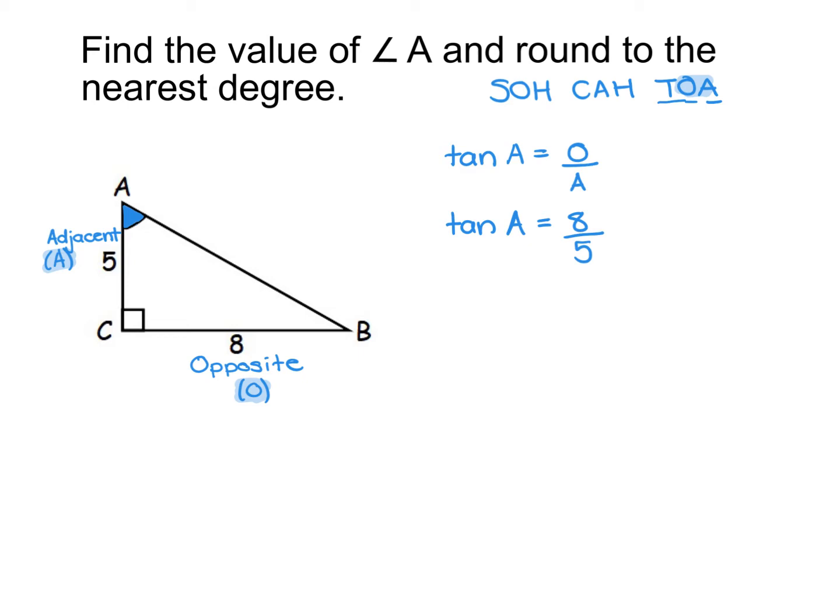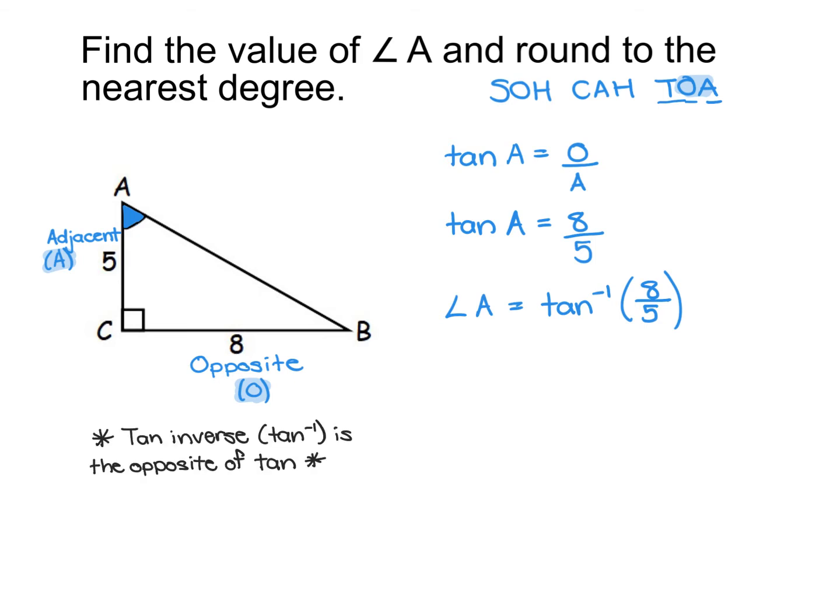So to find angle A, we're going to write angle A is equal to tan inverse of bracket 8 divided by 5. Now you might be confused about tan inverse. What is that? Well, tan inverse is basically the opposite of tan, and we use that to find angles.